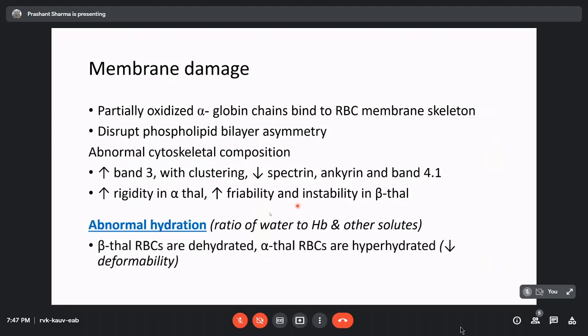There is also abnormal hydration of the red cell, by which we mean that the ratio of water to hemoglobin and other solutes in the cell is altered. The beta thal red blood cells are dehydrated, whereas the alpha thalassemia red blood cells are relatively hyperhydrated, and either way, it leads to decreased deformability and increased removal by the spleen.